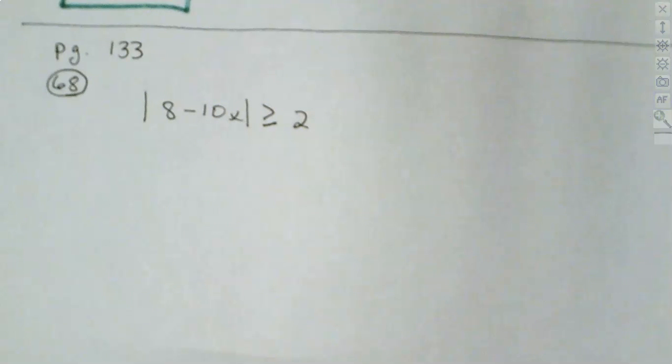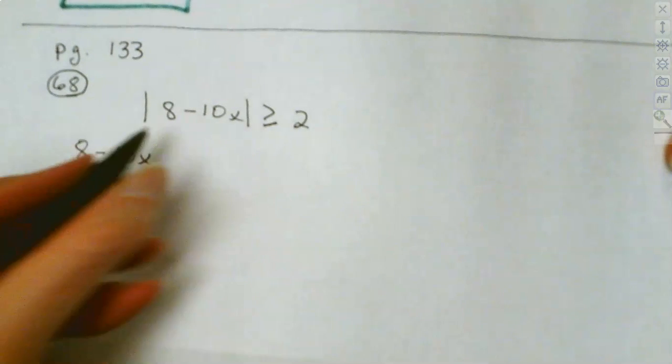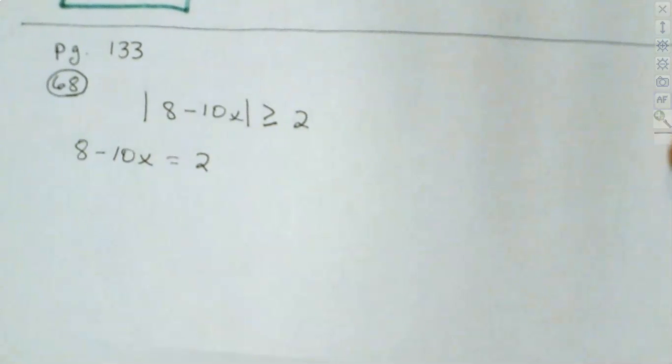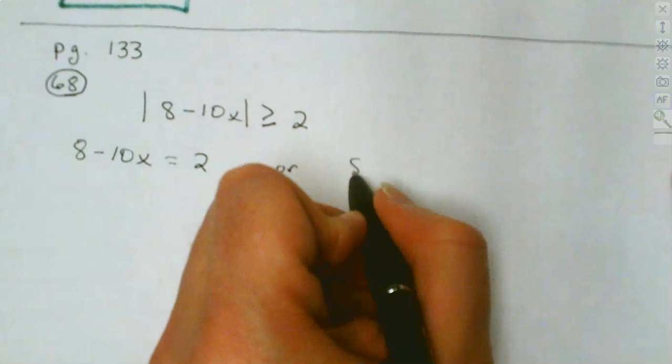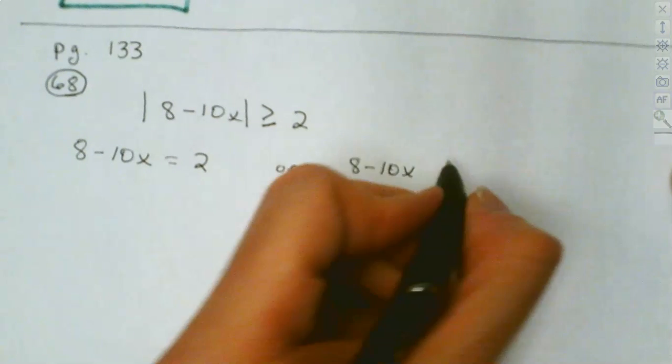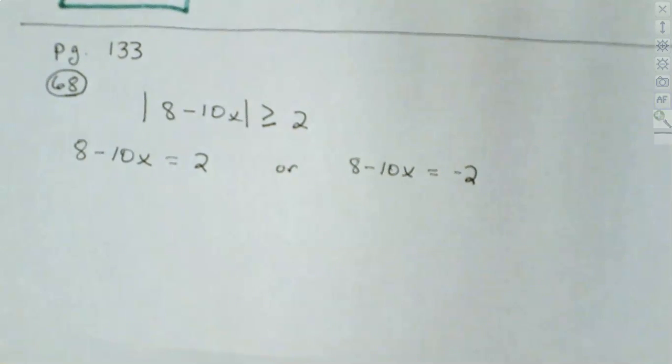So if I gave you this one, what would you want to do first? Well, do we have anything to move over first? Nope. There is nothing to move, so we should be okay with that. It's an inequality, so we know we're going to have to graph it. Where do we begin? Well, we begin with our two equations. So we've got 8 minus 10x equals 2, or 8 minus 10x equals a what? -2. So always get your two equations.